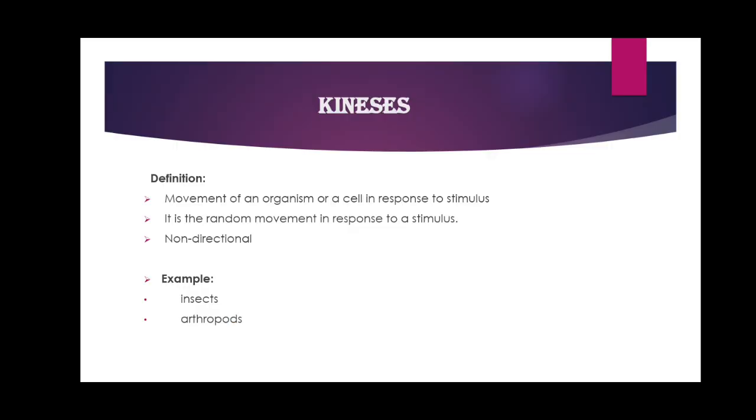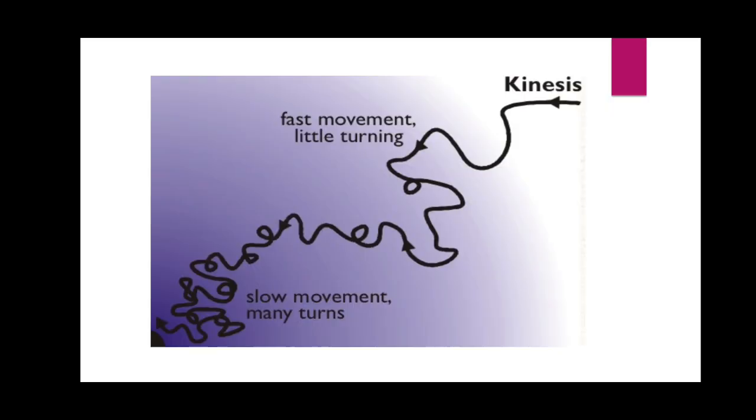Then comes kinesis. As we have discussed, it is the movement of an organism or a cell in response to a stimulus, and it is also the random movement or the non-directional movement. In the diagram, you can see the kinesis as we have talked, these are non-directional and random movements.